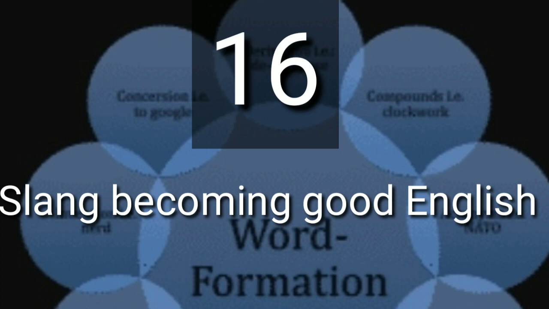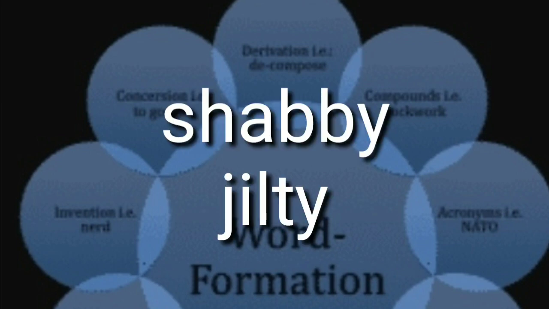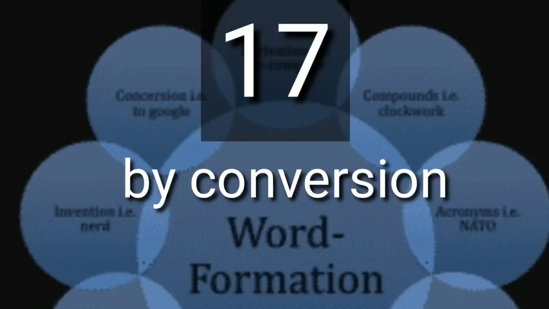Then 16th process is slang becoming good English. Slang is a style of language in casual or informal communication. These were not considered standard until the 18th century. For example, shabby. Shabby means poor clothes. Trip means a short voyage. Jilt, a tricky woman. Now, these are accepted as usable words in English.